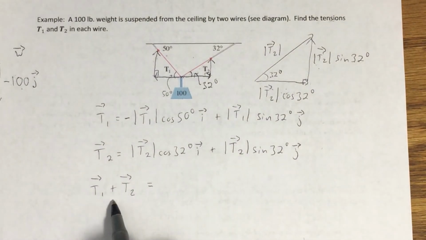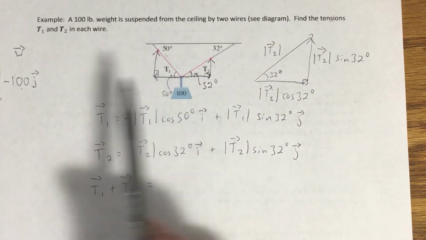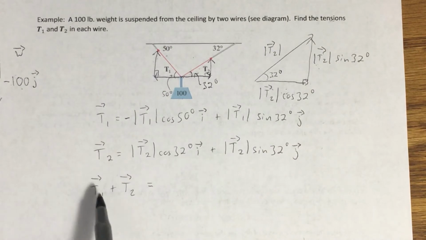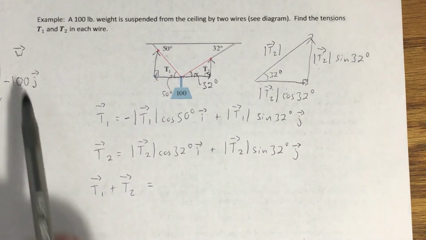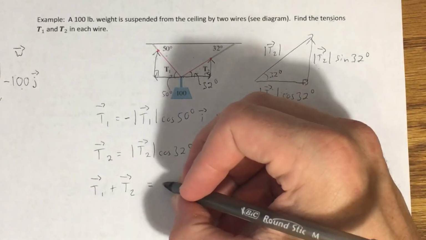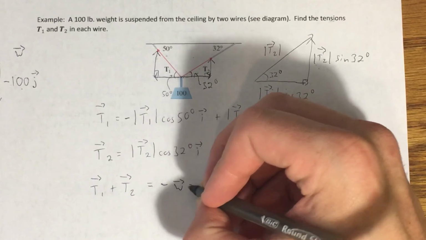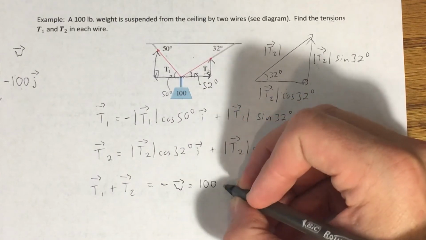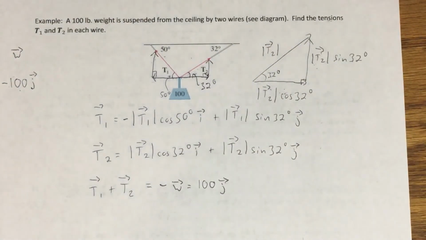That should equal the opposite of my vector W. The resultant of these two vectors, when added together, should give me the opposite of this, so that those two forces cancel each other out. The opposite of W is positive 100J.